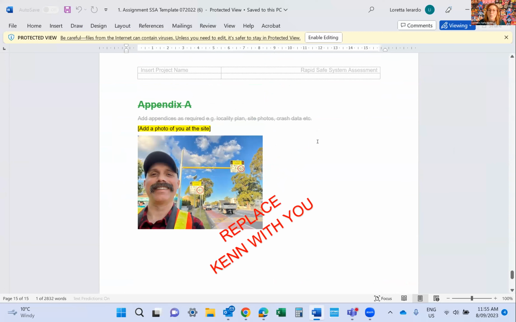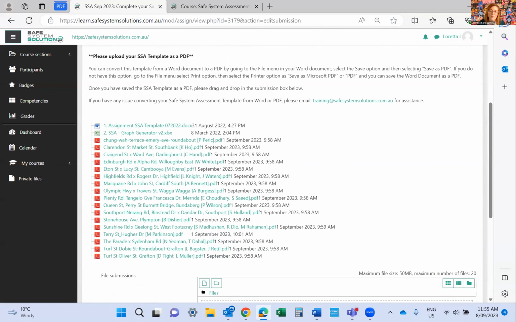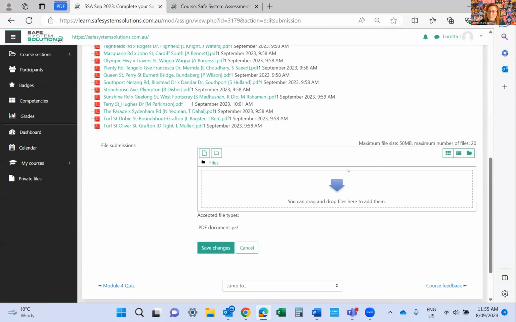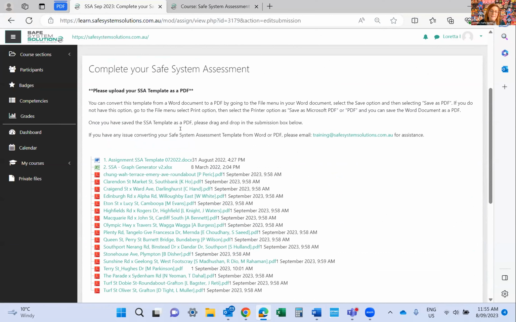Once you've completed this Word template and your assignment, please save it as a PDF because you do need to upload it as a PDF document. So I'll just show you now how to actually upload it. Once you're in, you click on Add Submission. And quite simply, you can do a drag and drop into the box, or you can upload it using the Add File, and then you save your changes. And that means you've submitted your assignment. So that's pretty much how to access and upload the assignment.